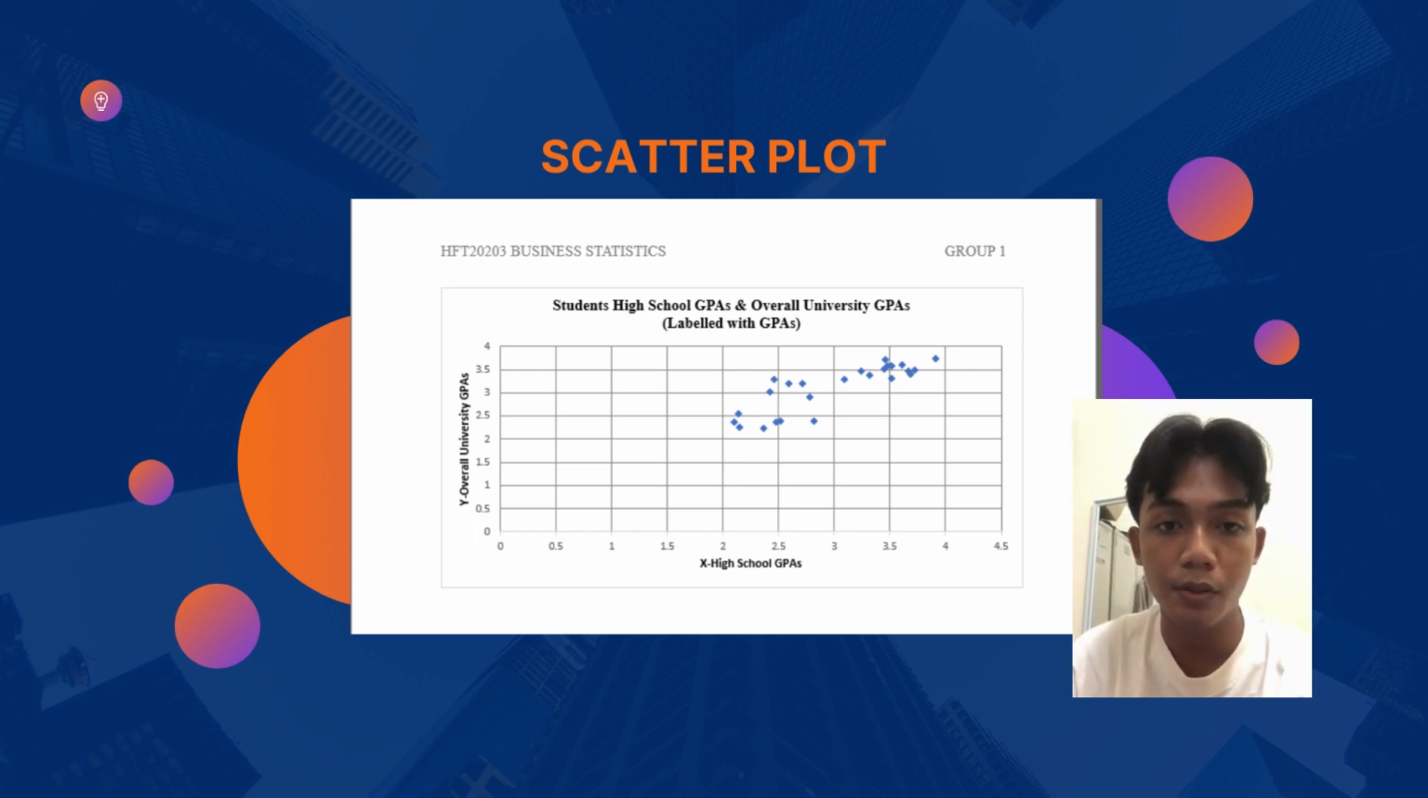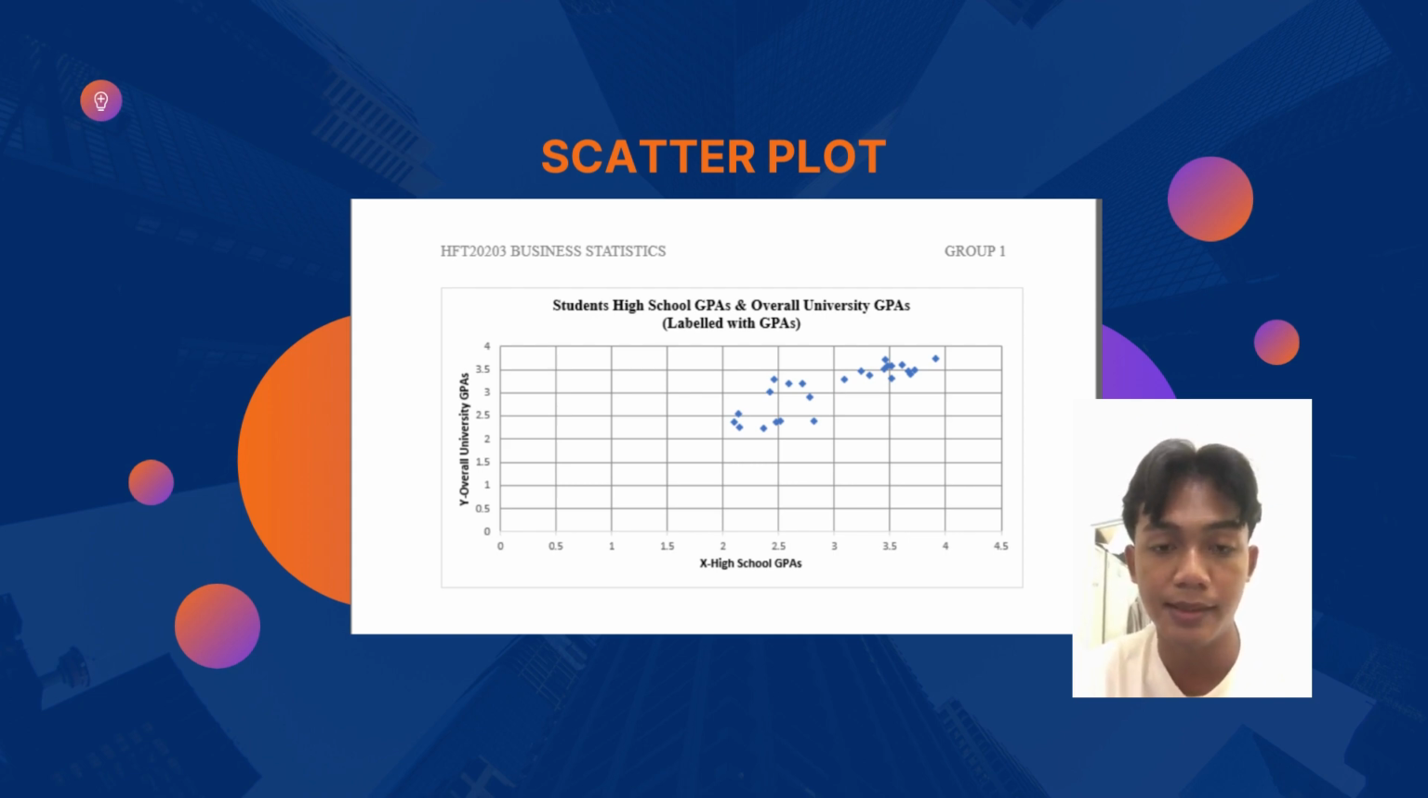It is important to note that university GPAs can also be influenced by other factors such as the transition to college, personal characteristics, and extracurricular involvement. Overall, the scatter plot highlights the importance of considering multiple factors when evaluating academic performance, beyond just high school GPAs.